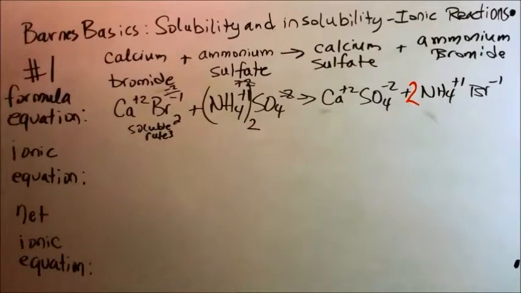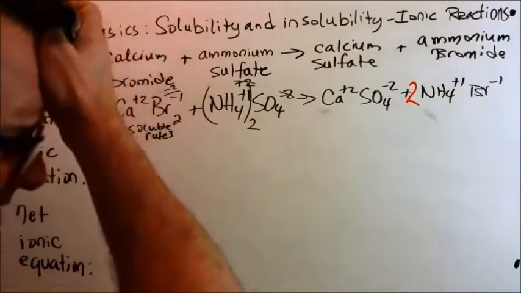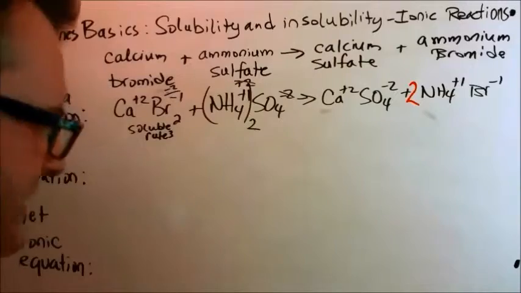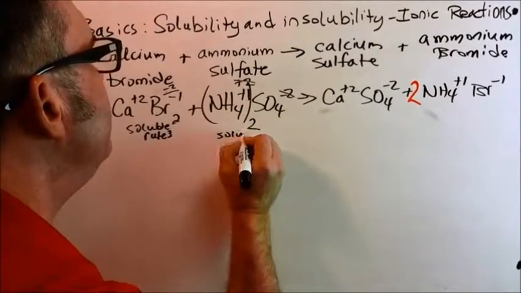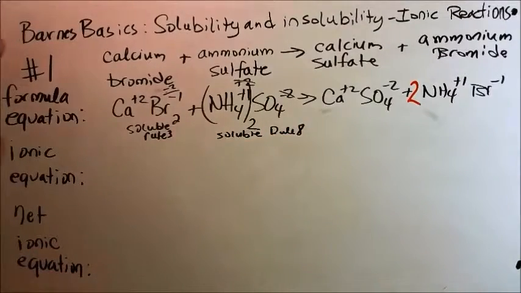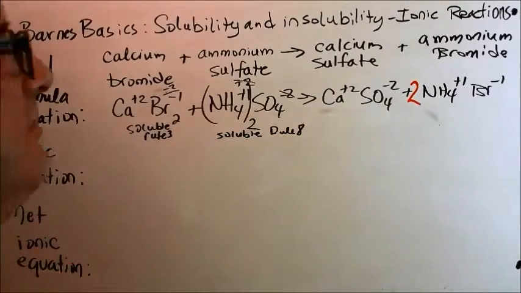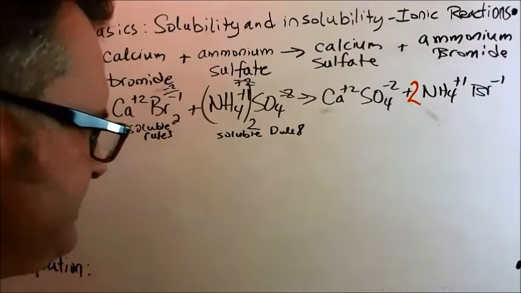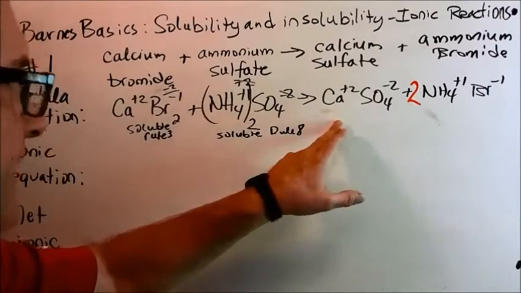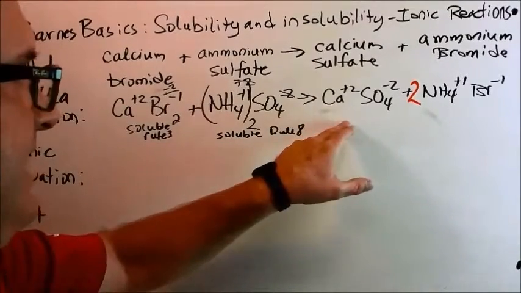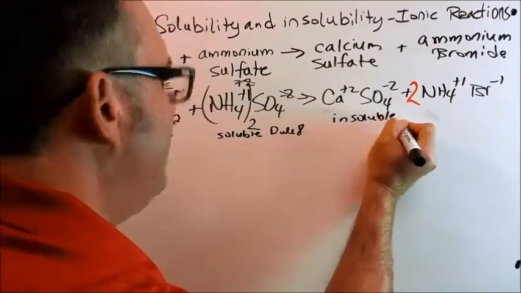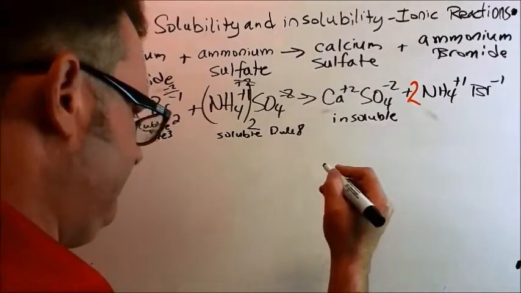The next one is ammonium sulfate. Rule 8 says that all salts of sodium, potassium, and ammonium ions are soluble. And so this is soluble by rule 8. Next, we have calcium sulfate. When we go to the sulfate rule, it says all sulfates are soluble except those of barium, lead, calcium, and strontium. So this is insoluble according to Rule 4.